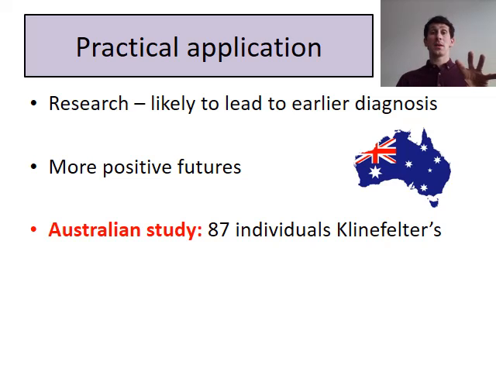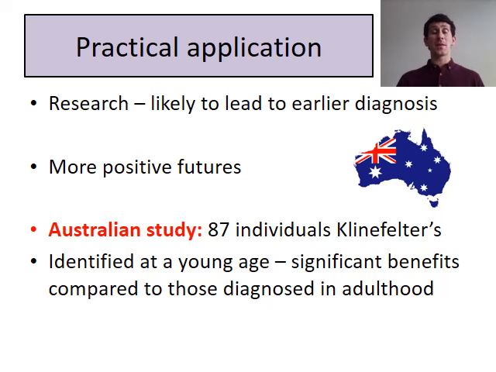In Australia, there was a very, very famous study in this particular area where they looked at 87 individuals with Klinefelters syndrome. And they found that those who were identified at a young age had significant benefit compared to those diagnosed in adulthood. So it's far better for every day-to-day living, dealing with the stresses of this syndrome, if it's diagnosed at a much earlier age.